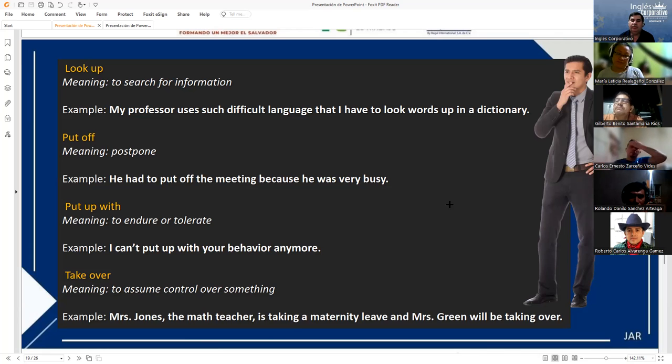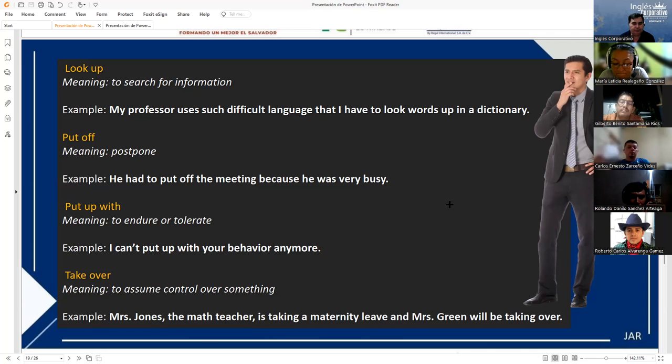Put up with, to endure or tolerate. Okay, when some people come and they stand in the corner and they start smoking, so all the smoke comes into my house. What do I do? Put up with it. I have to put up with it. I can't do anything. I can't put up with your behavior anymore.